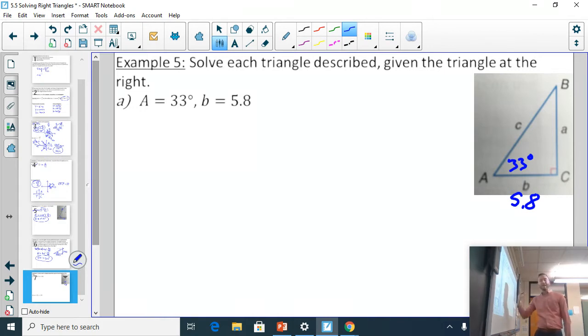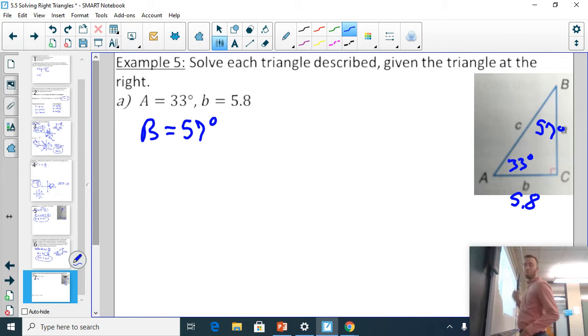All angles have to add up to 180 and one's already 90. So really, the two other angles have to add up to 90. So we know that this one is 57 degrees. So we've already found B equals 57 degrees. Already done, right? And now we just have to find the sides. I'm going to go for side A first.